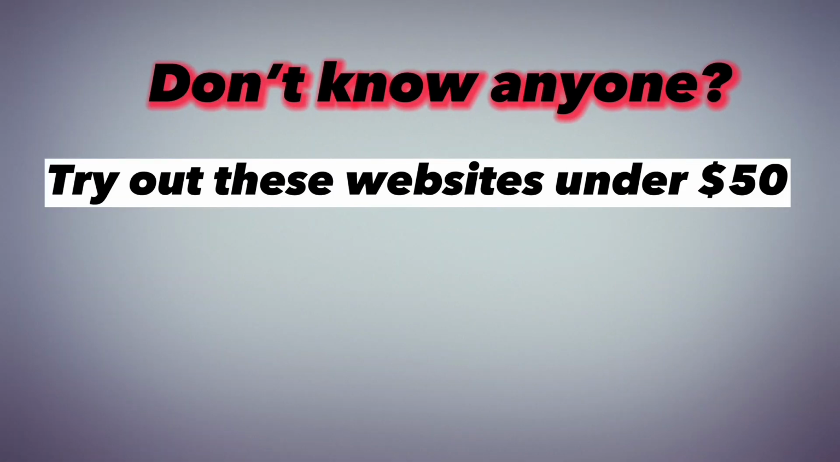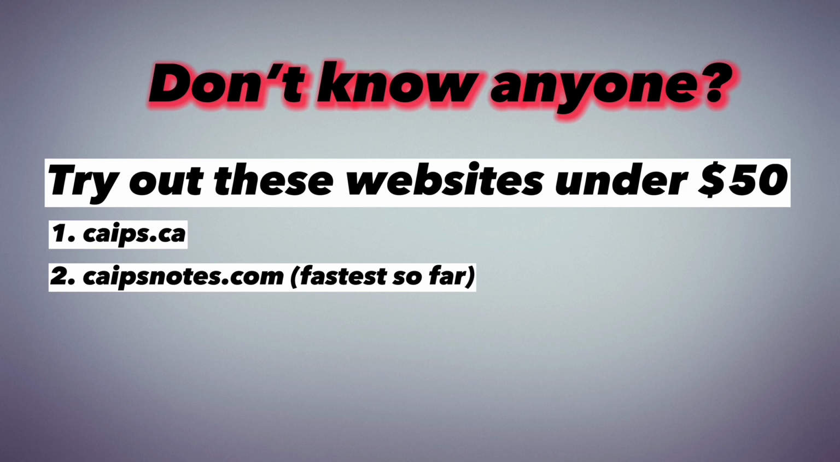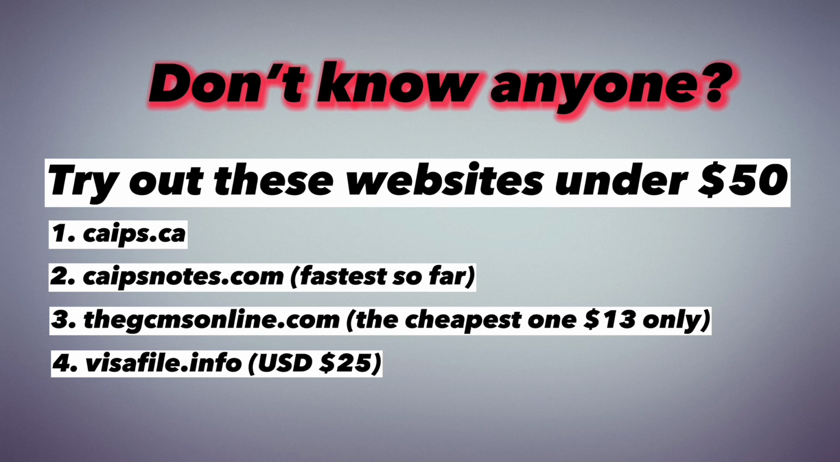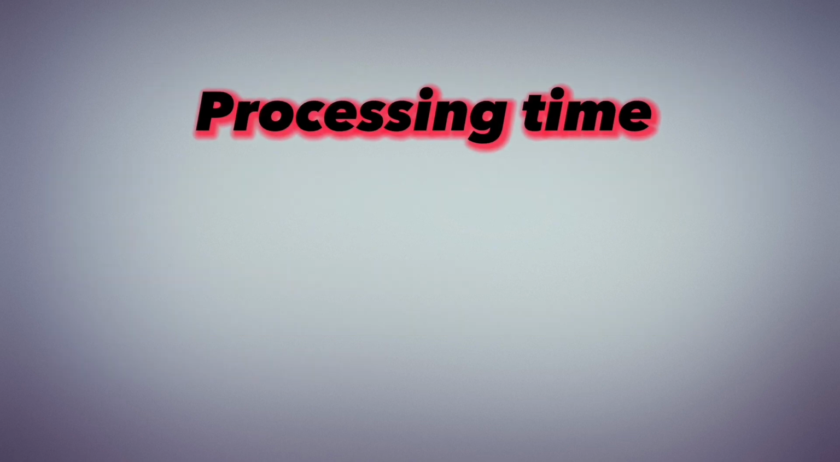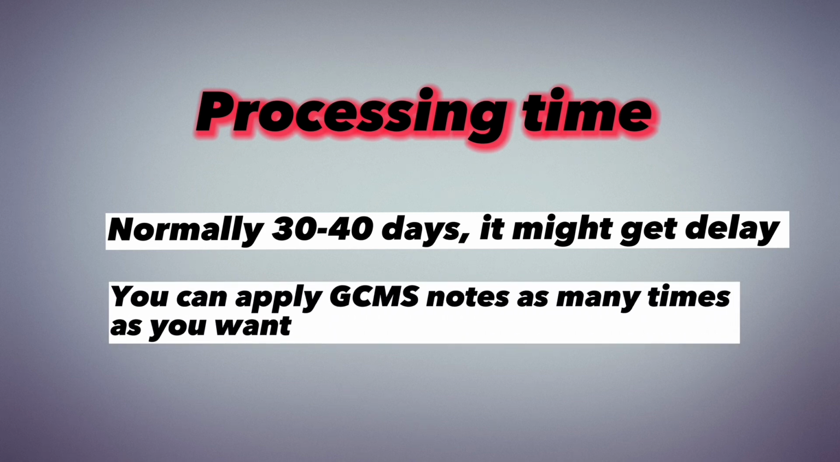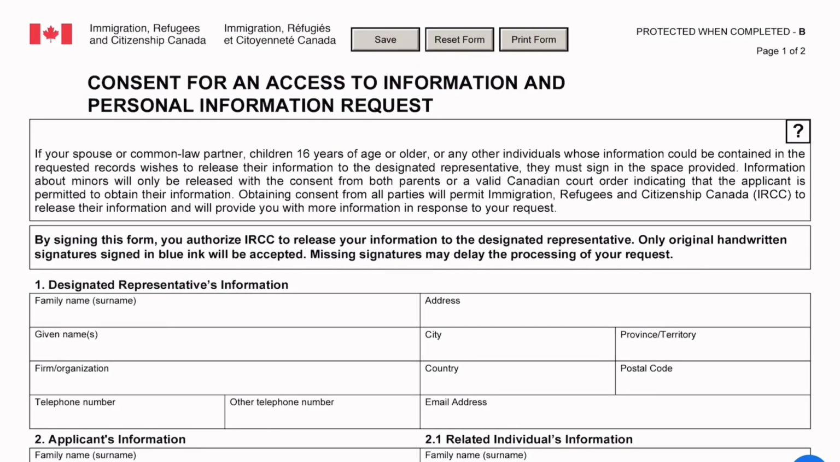So guys, if you don't know anyone in Canada, I would recommend trying these websites. These are really good, reliable and reasonable websites, and you can get your GCMS notes within 6 to 8 weeks. CAIPSnotes.com is the fastest one so far. GCMSonline.com is the cheapest one, and you can get their basic package for just $13. You can also try visafile.info, which will cost you USD $25. Processing time usually takes 30 to 40 days, and there is no limit on the number of times you can get your GCMS notes.